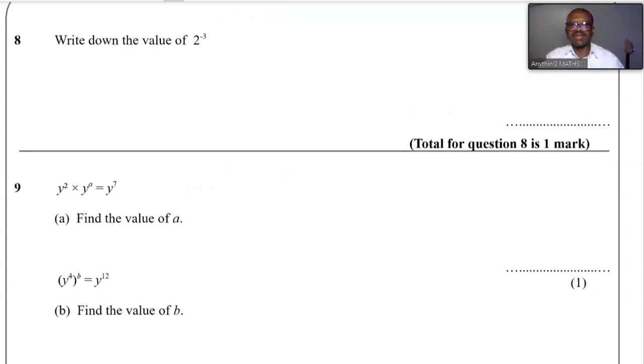Write down the value of 2 raised to the power negative 3, which is the same as 1 over 2 raised to the power 3, which is the same as 1 over 8.